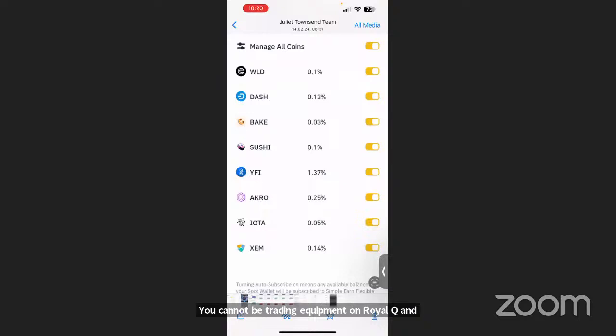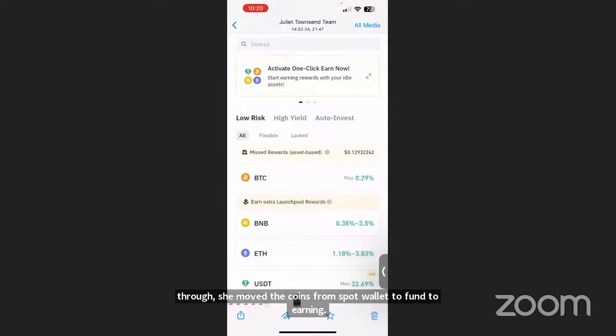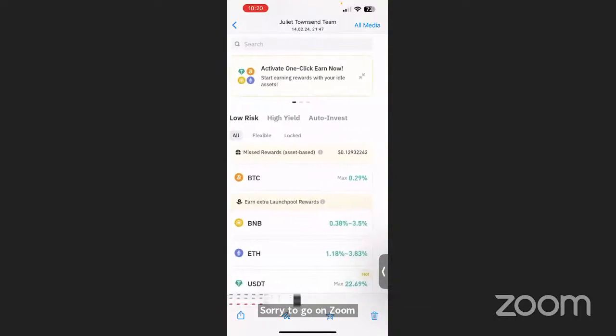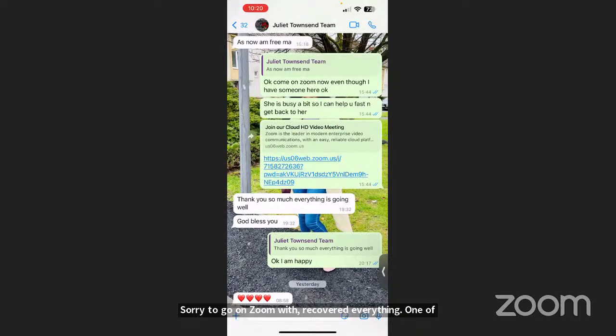So she was really worried because for 2 days the robot was not delivering profit to her, even though she's trading them, because she moved the coins from spot wallet to fund to earning. So I had to go on Zoom with her and recovered everything one after the other. Then she said, thank you so much, everything is going on well. God bless you. Simple. Don't be doing things. Hey, I beg you.